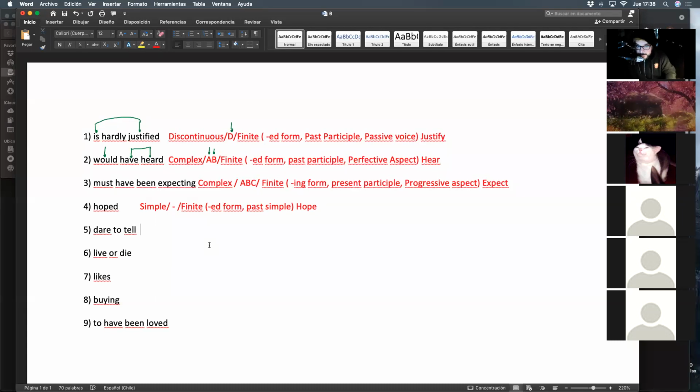Ya. Dare to tell, complex. Se va entendiendo ya. Tiene dare to, semimodal. Dare como semimodal es finite. El main verb tell está en su bare infinitive, o sea, su base form. ¿Y por qué está en eso? Porque tiene modality. ¿Cuál es la forma base? Tell. ¿Se entiende?